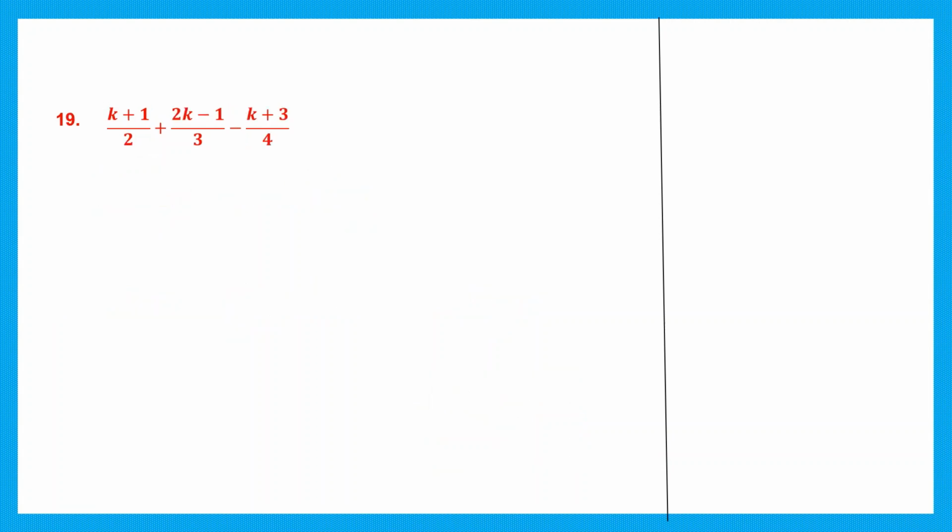19th one. Now here we have 3. So let's be careful as we do it. k plus 1 by 2 plus 2k minus 1 by 3 minus k plus 3 by 4. So denominators are all different, 2, 3 and 4. So we have to find the LCM of 2, 3 and 4. So let's do that. 2, 3 and 4.